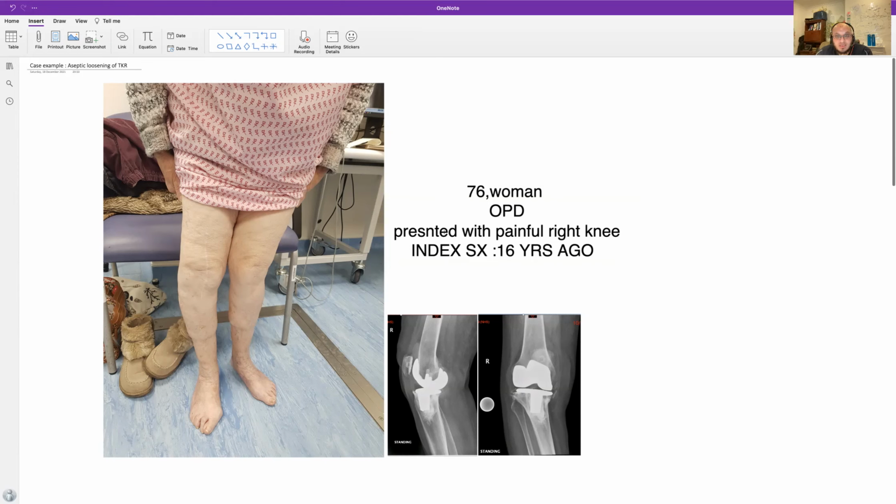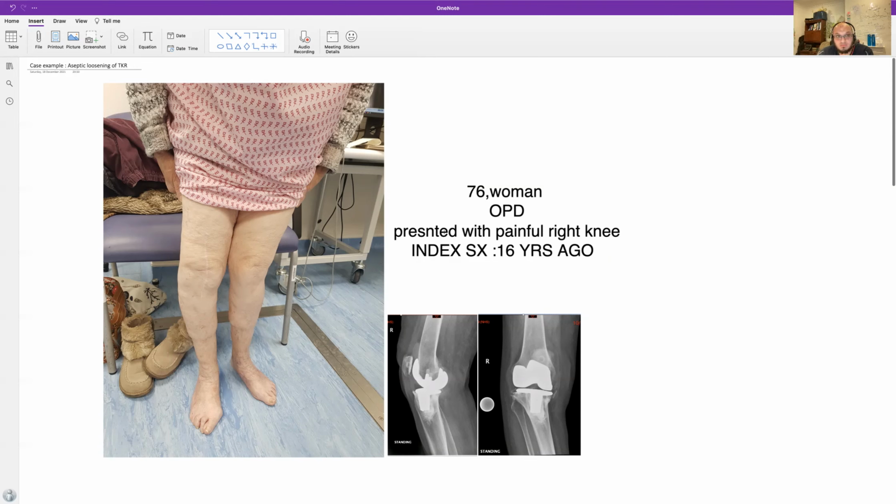Locally, I will look at the skin condition, scars, and alignment in the three planes. I will check her gait, check her extensor mechanism function, feel for points of tenderness and effusion, check range of movement and the stability of the implant and the correctability of the deformity. I will check her hips and examine the spine and the neurovascular status. I will proceed to investigations.